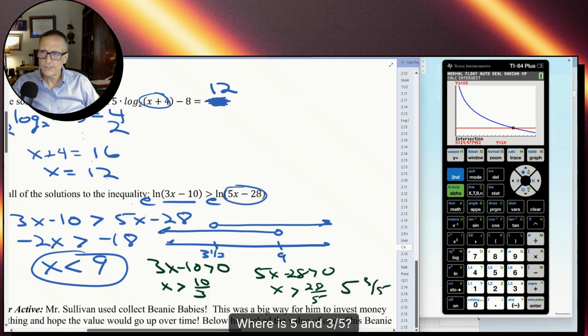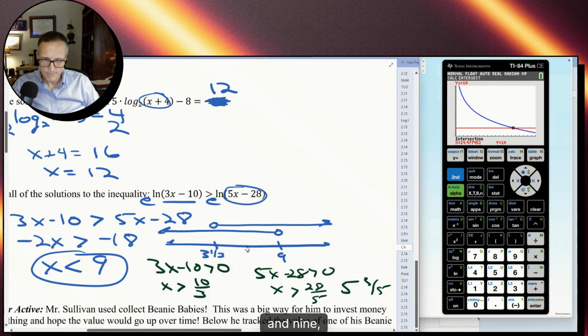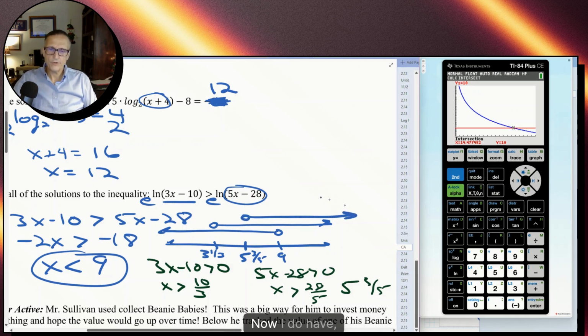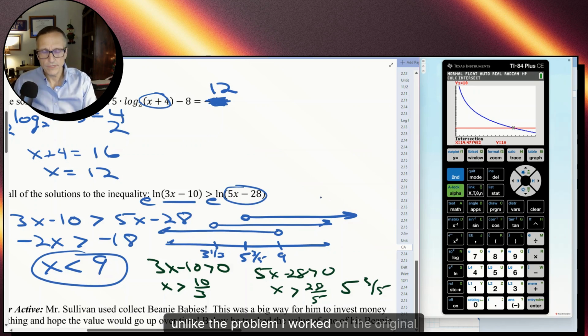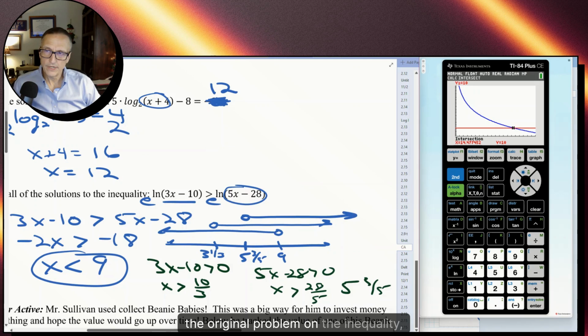Where is 5 3/5 on my number line? It's going to be in between 3 1/3 and 9. It's about here somewhere, 5 3/5, which is 28/5. That says greater than that, so therefore all of those. Now, unlike the problem I worked on the original assignment, the original problem on the inequality, there is an overlapped region, and it is the region from here over to here.